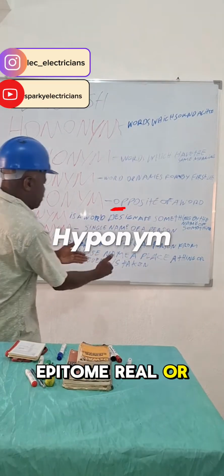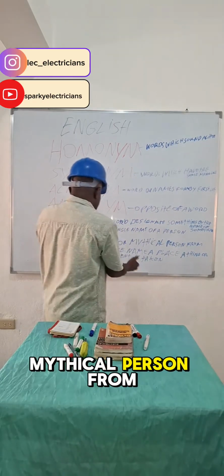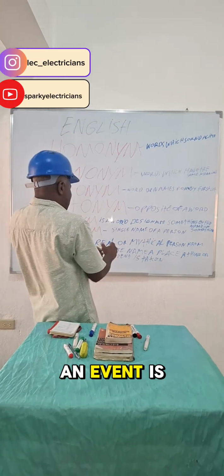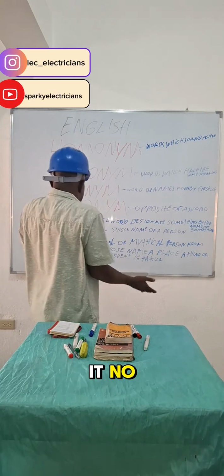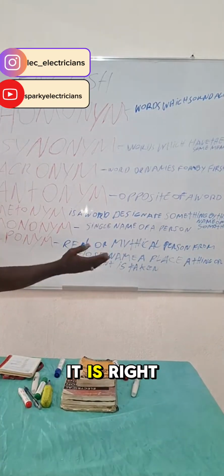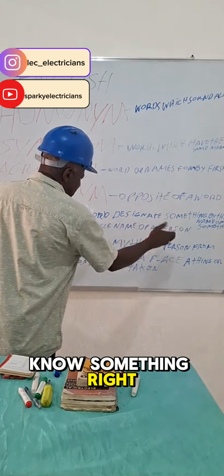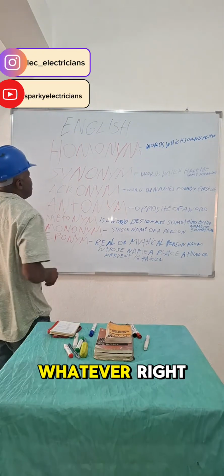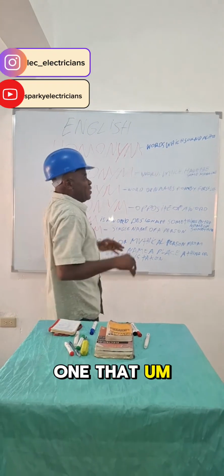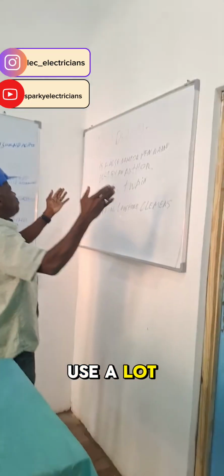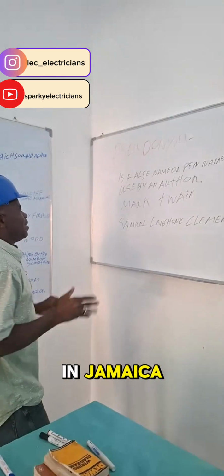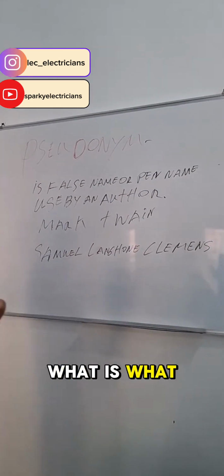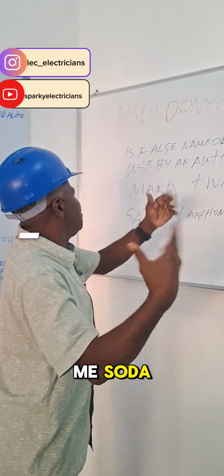Eponym now, a real or mythical person from whose name a place, thing, or event is taken. Well, we don't use it much, but the mythical could fit as fictional here, anyway. So that's over, right? One that is used a lot. Well, we might use it a lot in Jamaica, but I know in North America and Europe, those persons do what a pseudonym is, right?